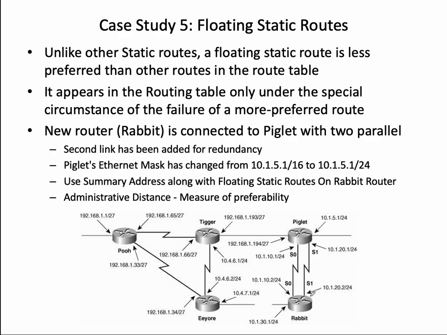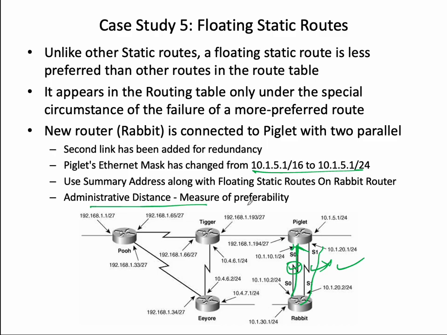preferred route. So now if you see here, Piglet and Rabbit, right? There are two routes here, this one and this. So you can configure this one as a floating route. So if this link goes down, then the router will use this path. Once this link comes back, then again the router will take this path. And it uses the summary address along with the floating static routes in the routing tables.